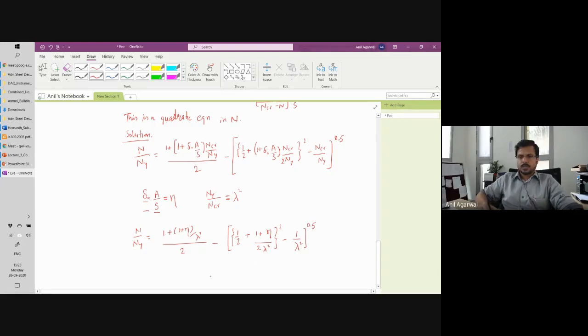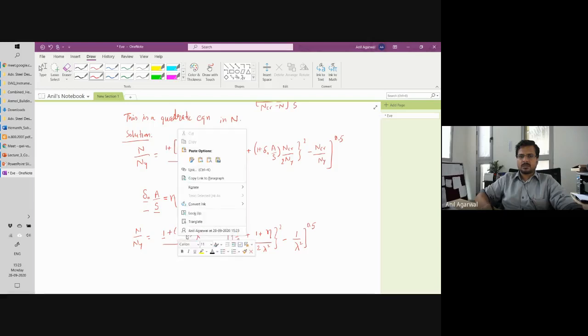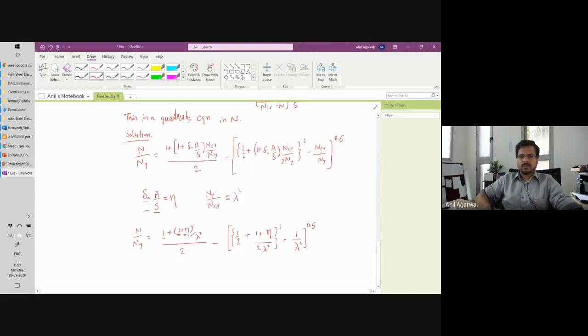Okay, now this is denominator lambda square, right? So if I take a common denominator lambda square, what will I be left with? 1 plus eta plus lambda square, right? 1 here, 1 here, lambda eta here, and lambda square from here.